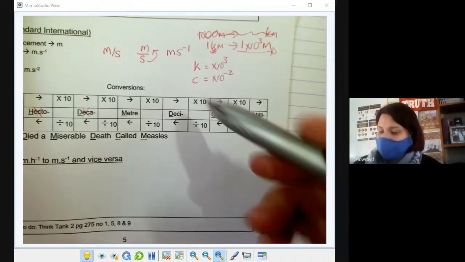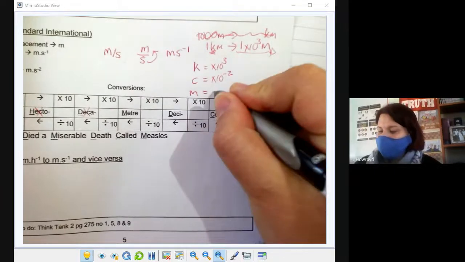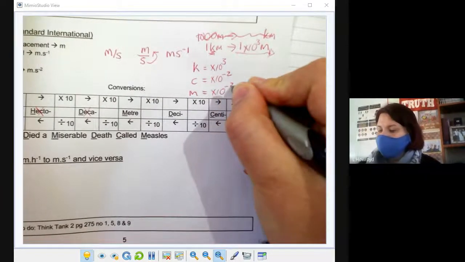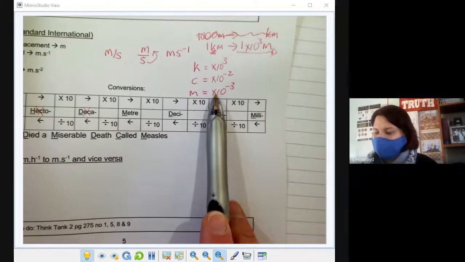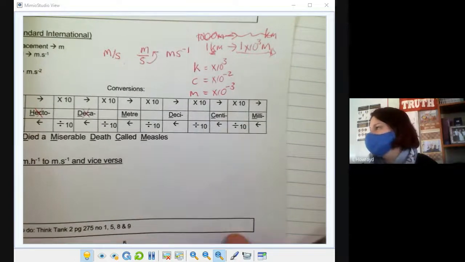And then milli would be times 10 to the minus 3, because it's 1,000th of a meter. So if you want to convert a millimeter to a meter, all you do is you replace the M in millimeter with times 10 to the minus 3, and you convert it to meters.